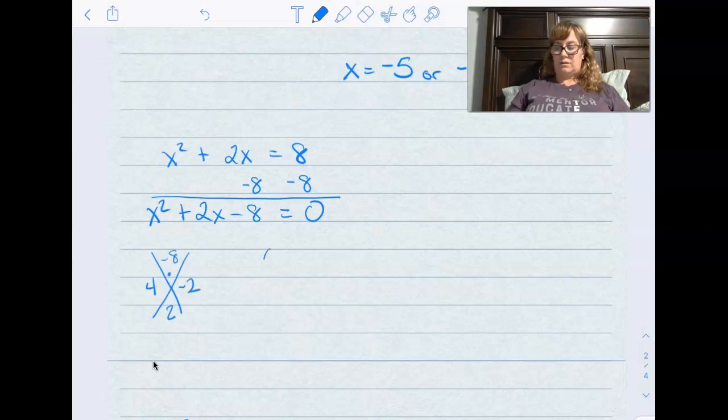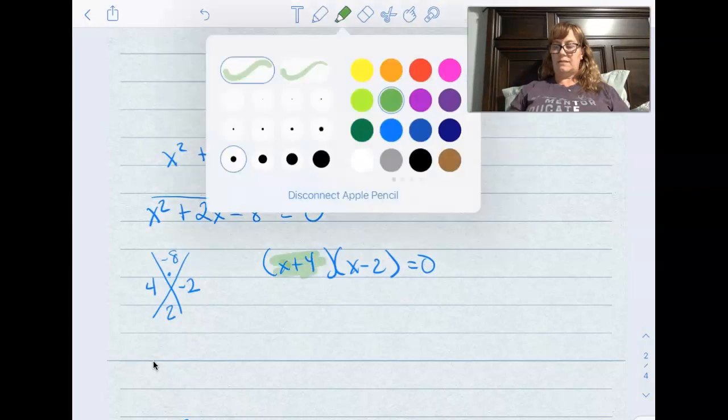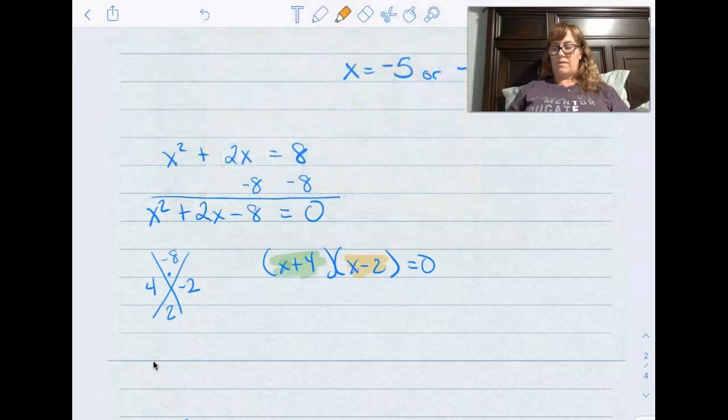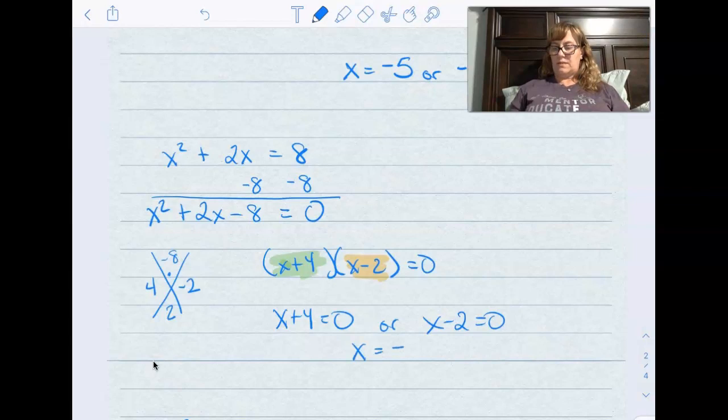So therefore, (x plus 4) times (x minus 2) equals 0. Either that or that is going to equal 0. So therefore, x plus 4 equals 0, or x minus 2 equals 0. x equals a negative 4 or a positive 2.